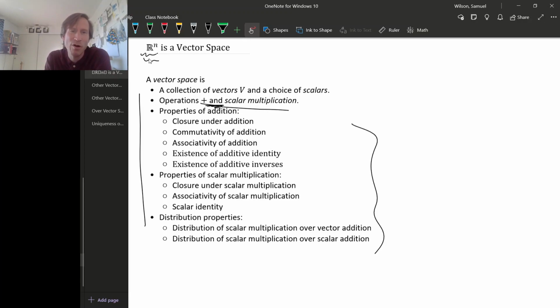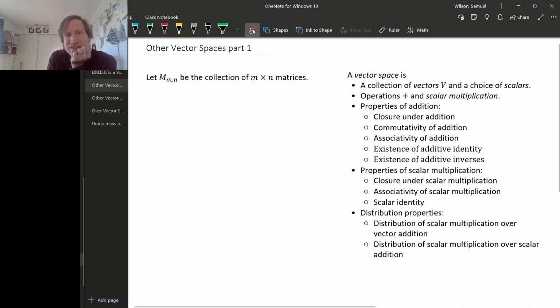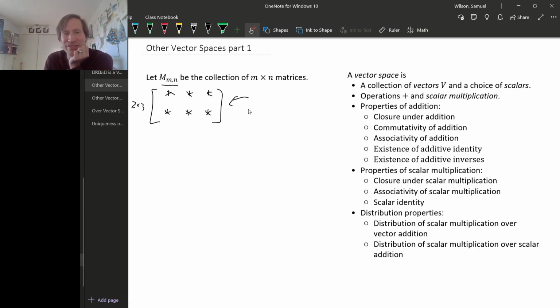So Rn and its subspaces are really the only vector spaces that we've encountered so far. But there are a few other spaces worth talking about. So one is the matrices of some given size, so say m by n. So if you think about all of the matrices of any given size, say 2 by 3, it seems plausible that they form a vector space because the only difference between matrices of this size and vectors in R6 is what shape these entries make, right?